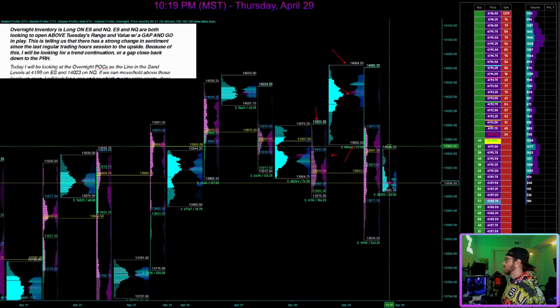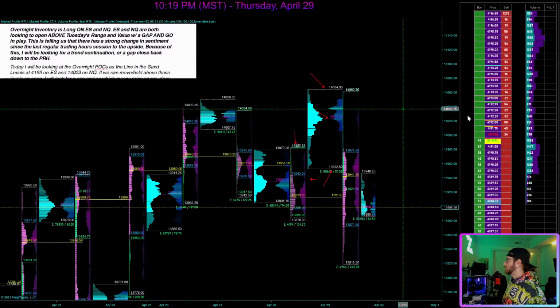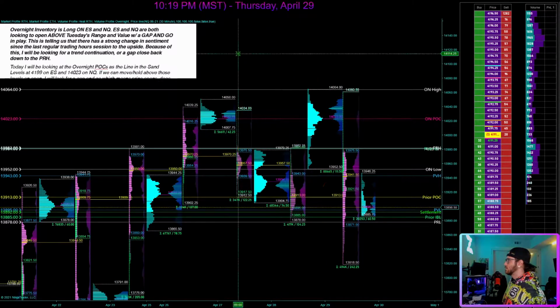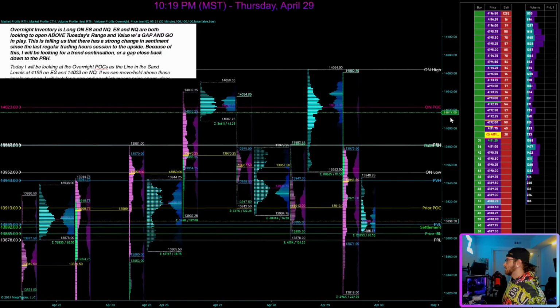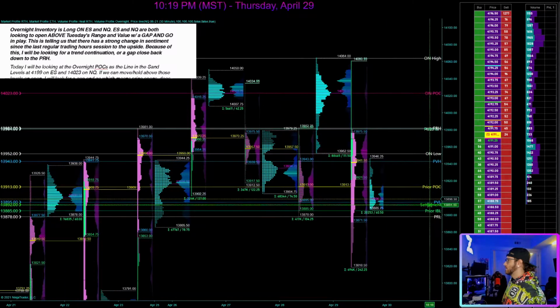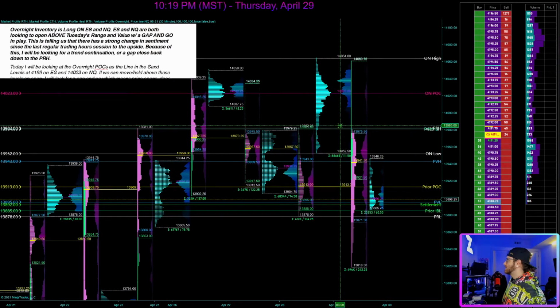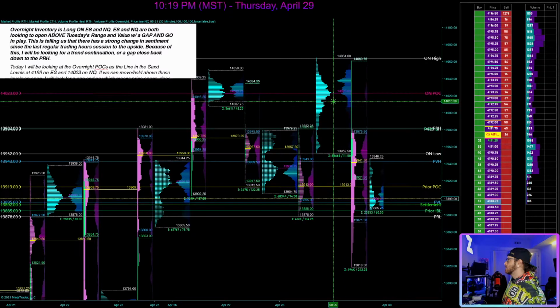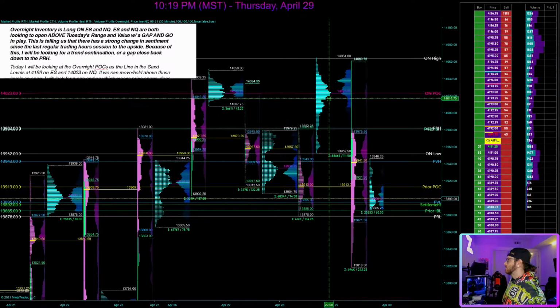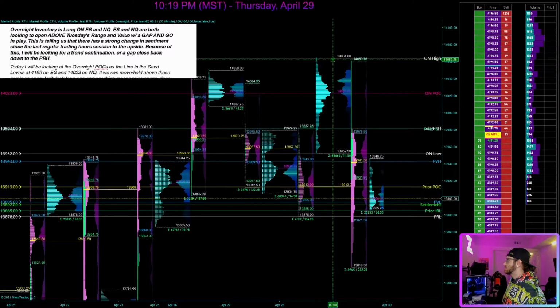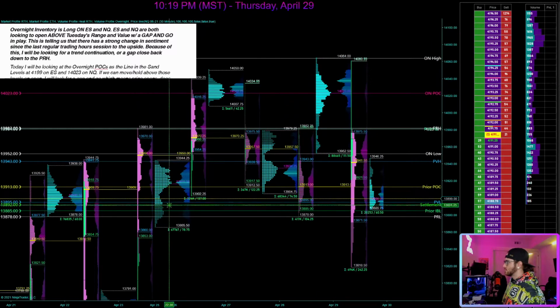So just to show you guys on NQ, I'll pull up my levels real quick. There we go. And once again, settlement all the way down here, 13.892. And the overnight session was entirely above that right here from 13.952 all the way up to 14,064.